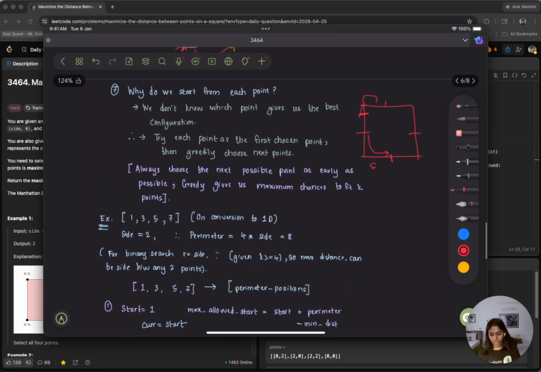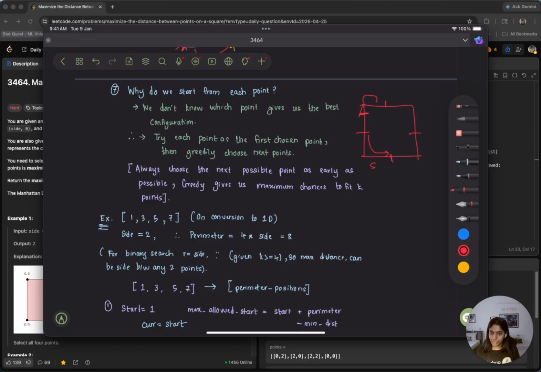So the question is, why are we starting from each different point? We don't know which point is actually going to give us the best configuration. That's why we want to try all of them, all right? So you can try every point as the first chosen point, and then we can be greedy because we have sorted the array, right?